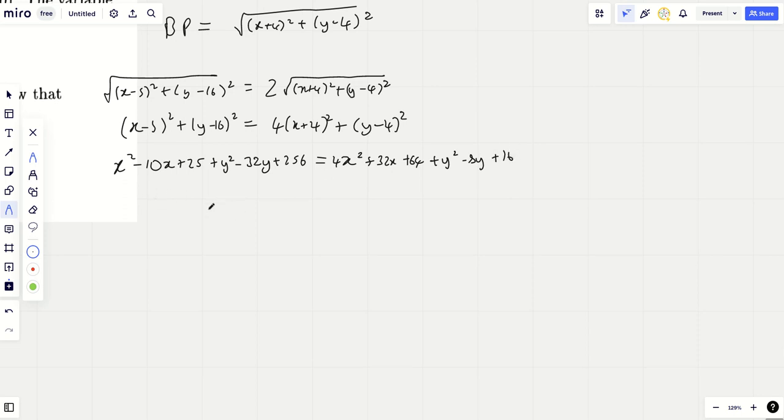Okay, let's put it all on one side. 4x squared minus x squared is 3x squared. And then I've got 32x, but I'm adding 10x to that, so that's 42x. Tick as you go, actually. And then we've got 256, but we've got 100 and... oh, hang on, look at that. Little mistake there. You've got to times that one by 4 as well. Did you notice that? So that's going to be a 4y squared, and that's going to be a minus 32y, and that's going to be a 64.